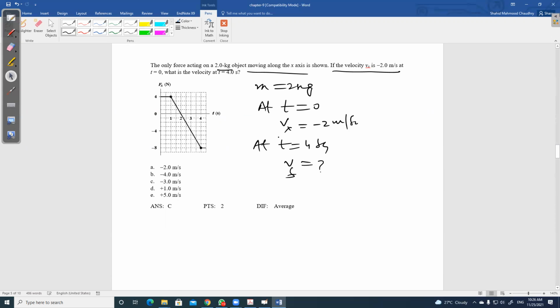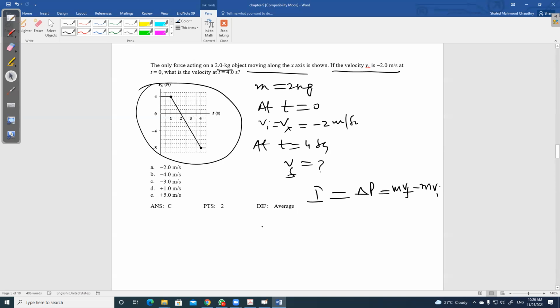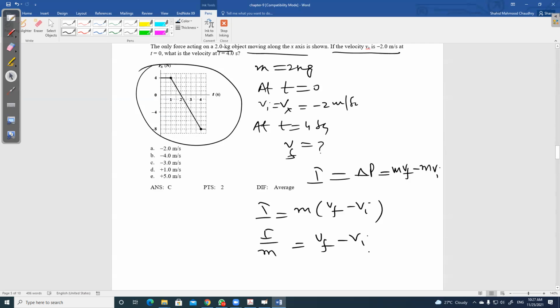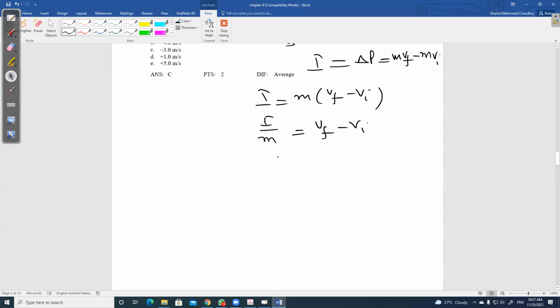So we need the final velocity, and this is the initial velocity. We consider this diagram. We know that impulse is equal to delta P, which is mvf minus mvi. First, we develop the relation: I is equal to m times (vf minus vi), so I over m is equal to vf minus vi. Now we need vf, so vf is I over m plus vi.